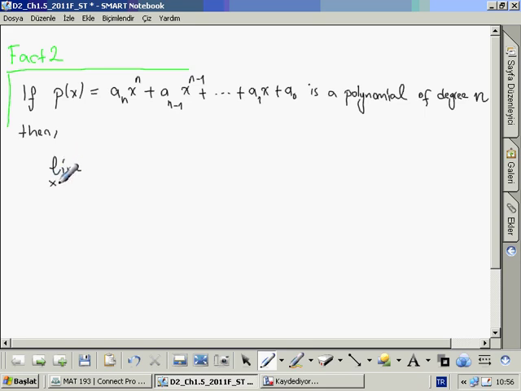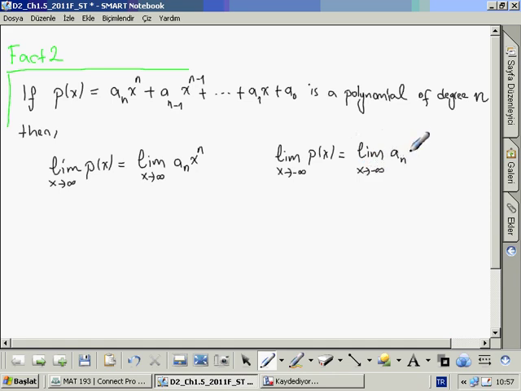the limit as x goes to infinity of p of x equals the limit as x goes to infinity of a sub n x to the power of n, and the limit as x goes to minus infinity of p of x equals the limit as x goes to minus infinity of a sub n times x to the power of n.